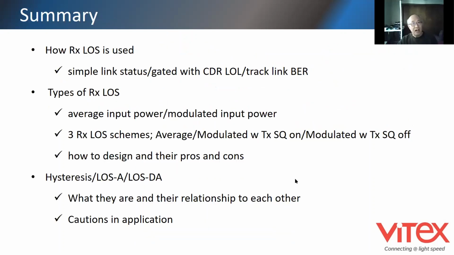And the last one is just a summary. I talked about receiver LOS, and it can be a single link status, gated with a CDR LOL, or it can be used to track bit error rates. The type of receiver LOS can be average input power or modulated input power. There are three schemes. One is average power detection. The other one is modulated detection with transmitter squelch on. And the third one is modulated power detection with the transmitter squelch off. So there are three scenarios for LOS.